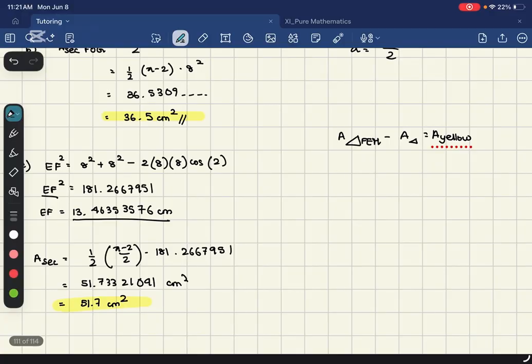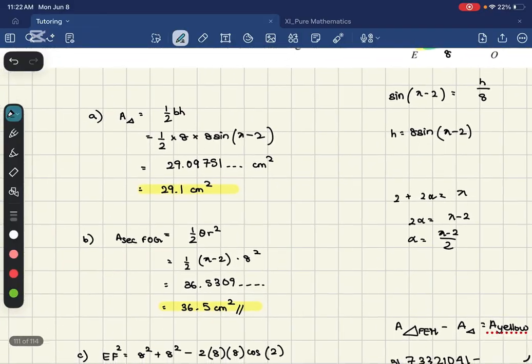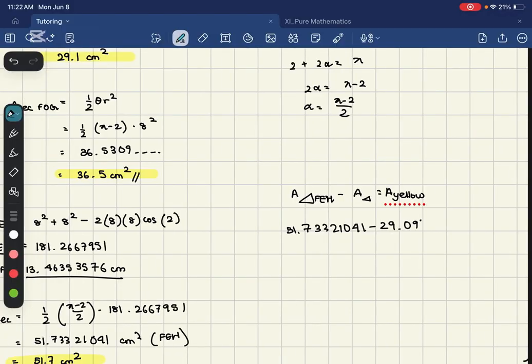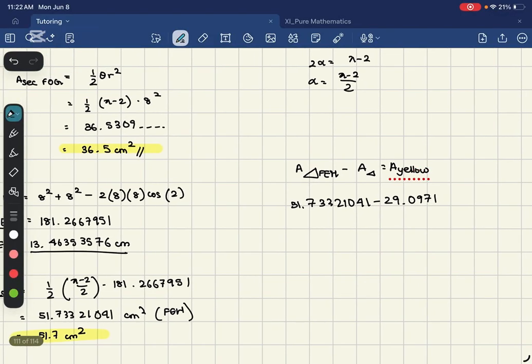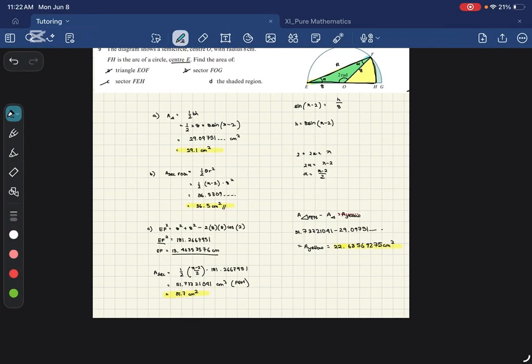So let's just compute that. The area of the sector FEH is 51.7332141 minus the area of the triangle, which is 29.751 and so on. I am going to use full expressions, right? And that gives me the area of yellow. The area of the yellow part you are going to get is 22.63569275 centimeters squared if you put it in your calculator. So that is the area of the yellow part.